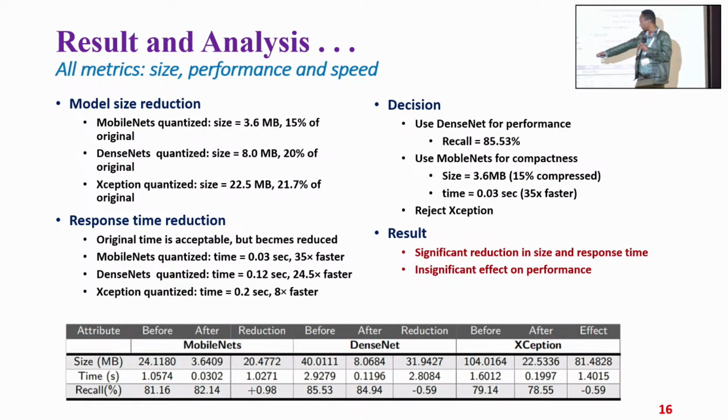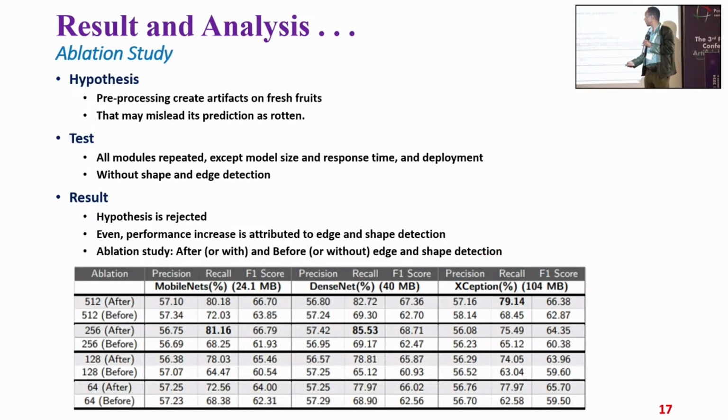By the way, response time is originally acceptable, 1 second. Anyone that uses the mobile application can stay for 1 second. Originally it is acceptable, but as reported, MobileNet makes it 35 times faster. Originally it was acceptable. It was around 1 second. So we have made significant reduction in size and response time, and no significant effect on performance.